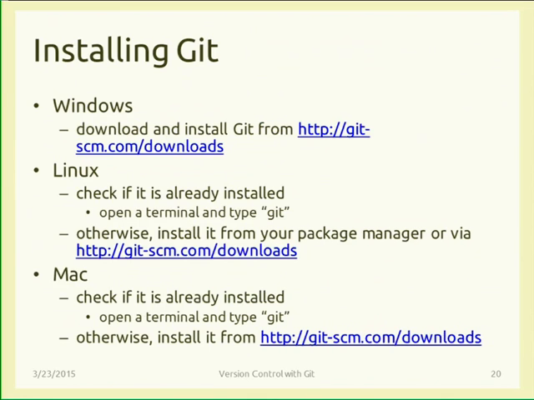If you want to install Git on your own computer, on Windows, you have to go to the website and download it, and double-click on the file, and next, finish, and you have Git. On Linux and Mac, probably it is already installed. You can check by typing in the command line git. Otherwise, you can install it from the website or from the package manager, for example, in Linux.